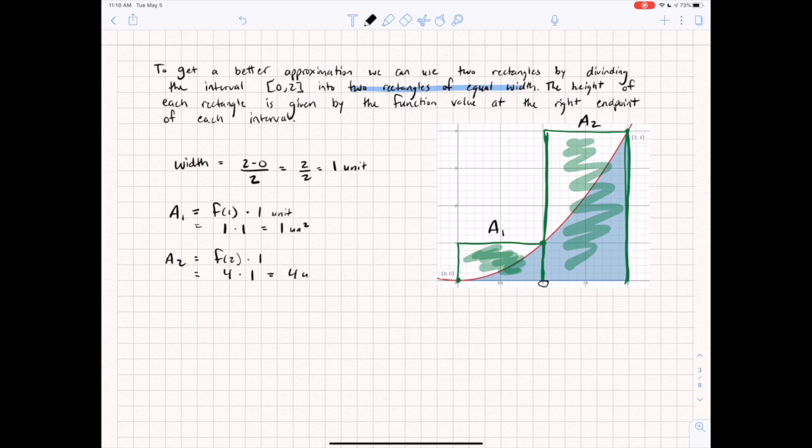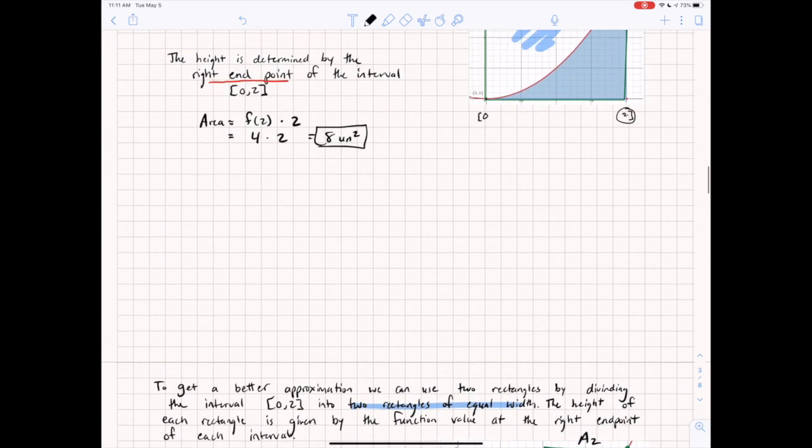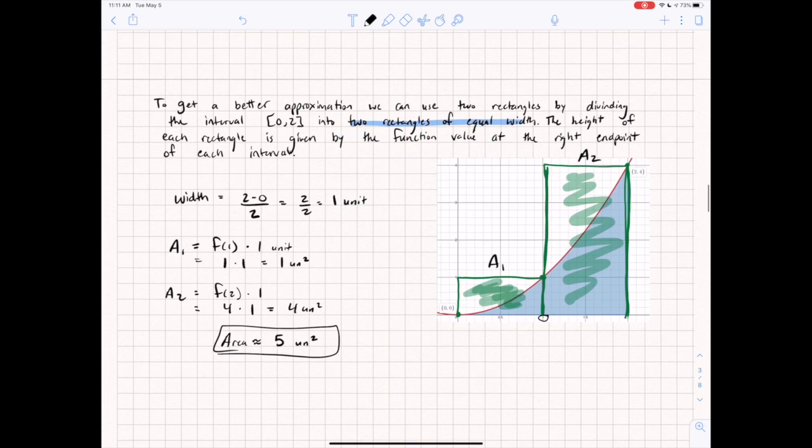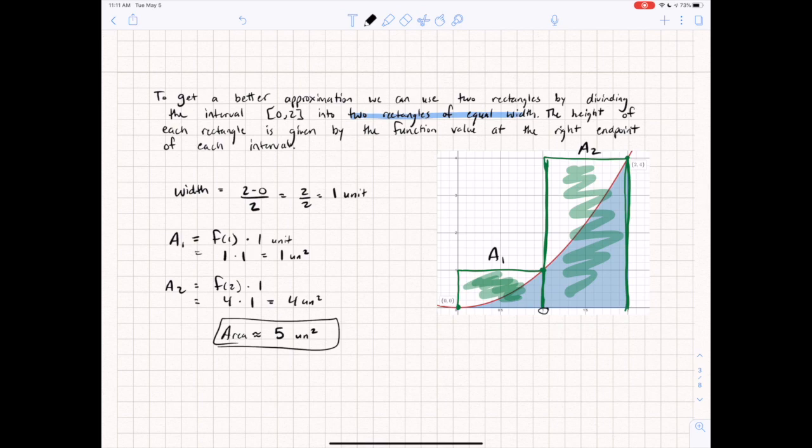Area 2 is found by doing f of 2 times 1, which would be 4 times 1, which is 4 square units. So then my approximation for the area underneath x squared from 0 to 2 would now be 4 plus 1, or 5 square units, which notice is very different from my approximation with 1. We're 3 square units less. And so we're getting closer to the actual area that's shaded in blue. But again, the problem is that I still have all of this excess area above my curve here. So I need to find a better approximation.